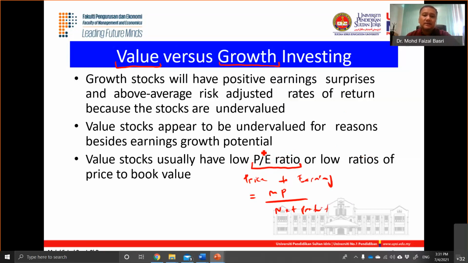Okay, low PE, this is undervalued. But if they have a high PE ratio, price to earning, it may indicate that the company is overvalued, right? So again, the same thing. For a buyer, we want the stocks to be undervalued, but for those who already invested, they want their PE ratio to be high because that's overvalued. Okay.